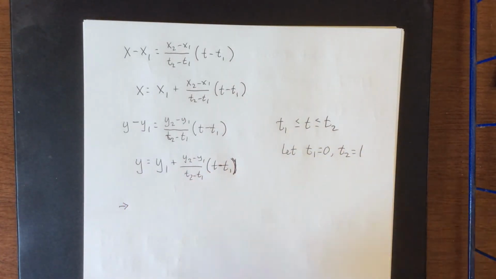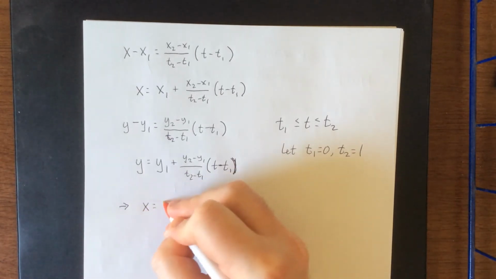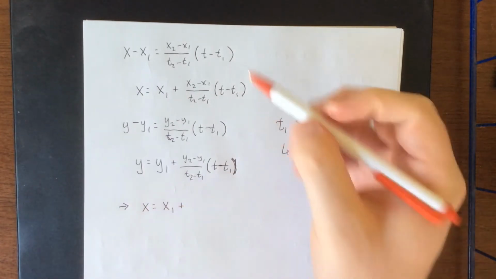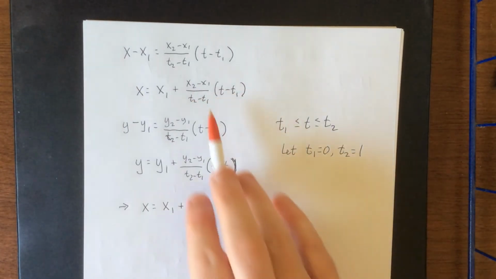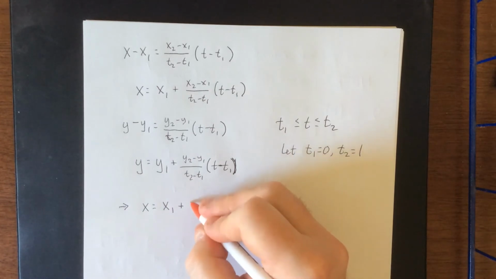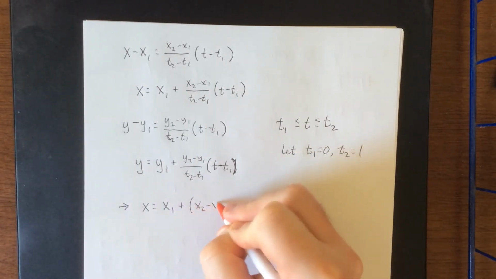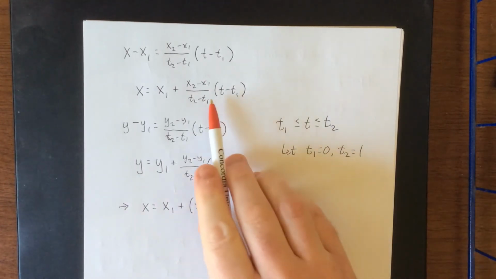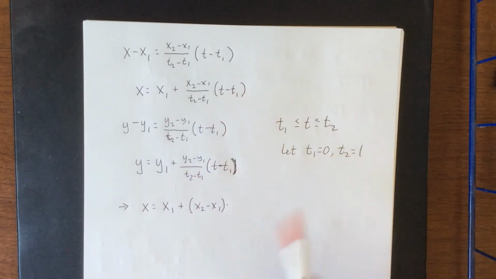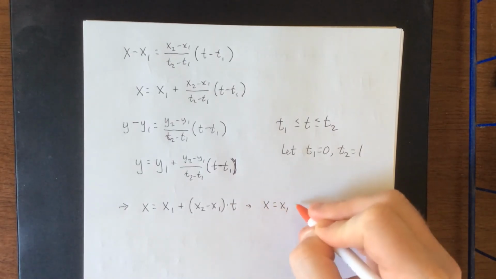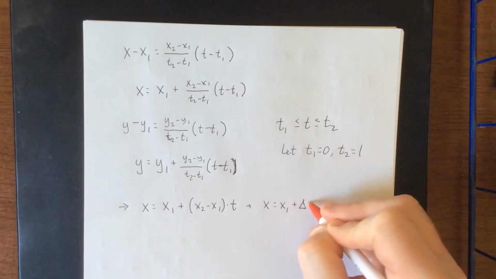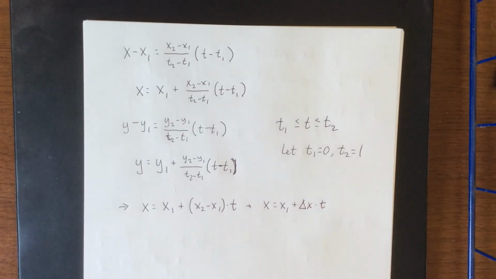The recommended form is going to be x is equal to x1 plus, t2 minus t1 is now officially 1 minus 0. Division by 1 minus 0 is division by 1. So this will be (x2 minus x1) times (t minus t1), but t1 is now 0, so this will just be t. A way that we like to shorten this up is we can say that x is equal to x1 plus delta x times t, just whatever the change in x is.